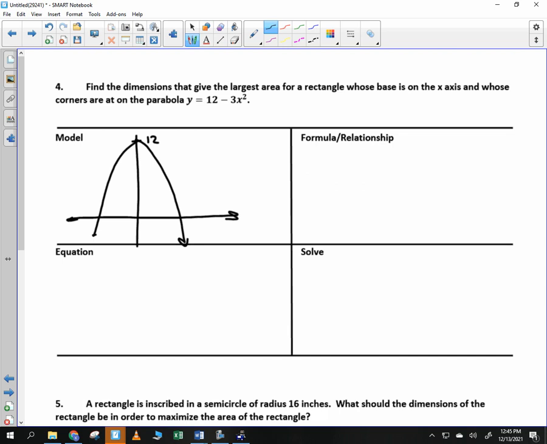So the deal is that there's a rectangle that sits inside of that. And the rectangle has corners that are on the parabola, and its base is on the x-axis.